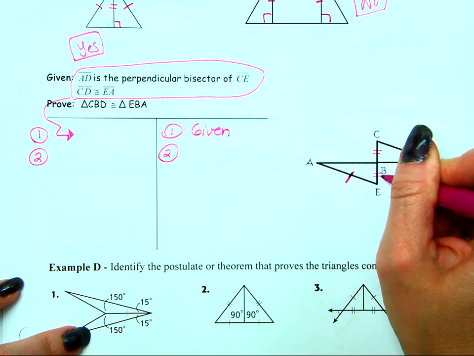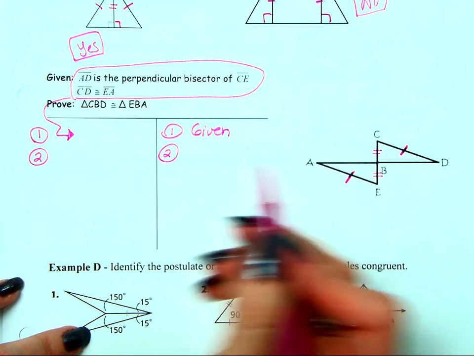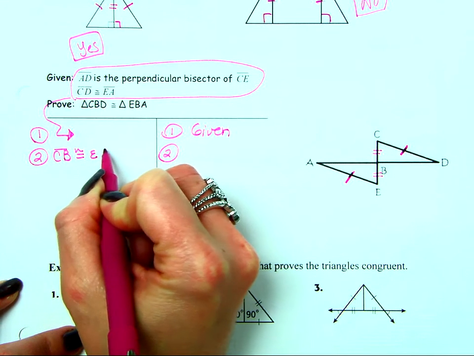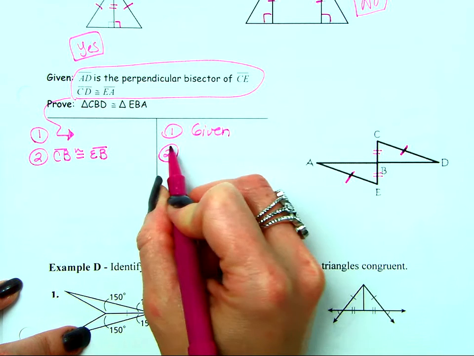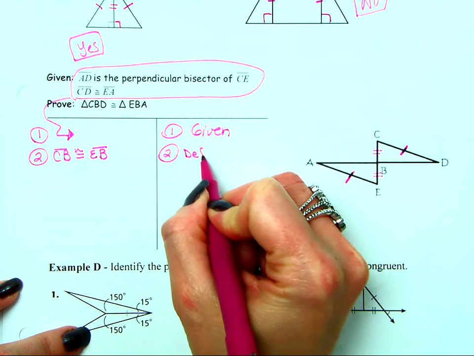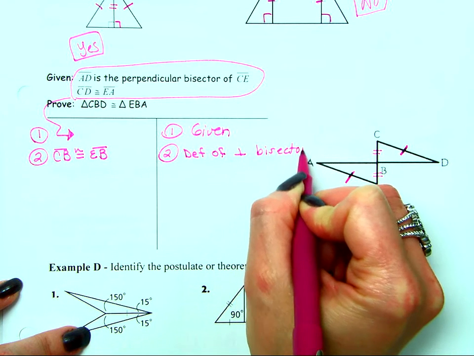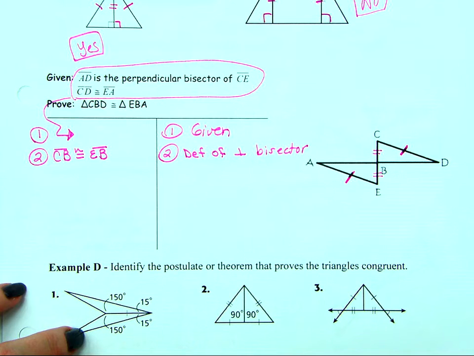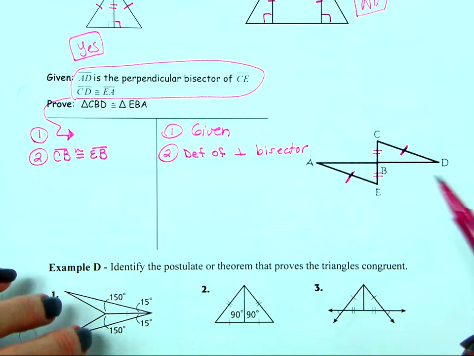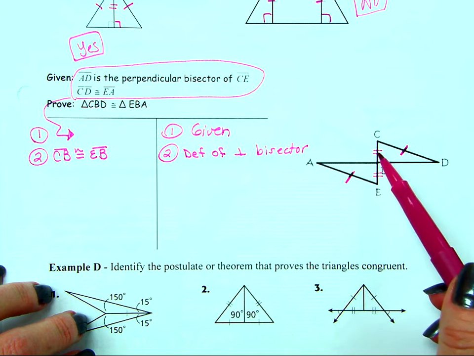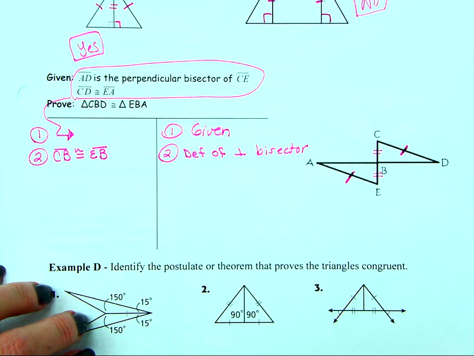So I can go ahead and mark those tick marks, but if I make that marking, I have to go ahead and make a statement about it. Segment CB must be congruent to segment EB by definition of my perpendicular bisector. And in this case, I do see that I have vertical angles. However, if I mark vertical angles, I would simply have the SSA shortcut, and that doesn't prove triangles congruent. So I'm going to go back to my givens.